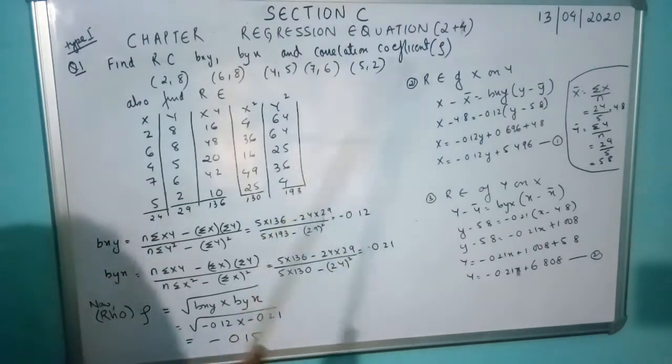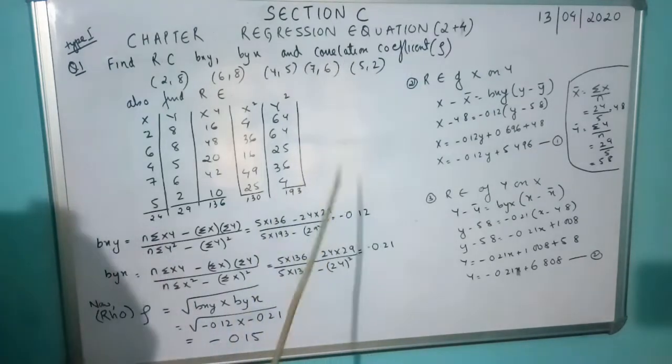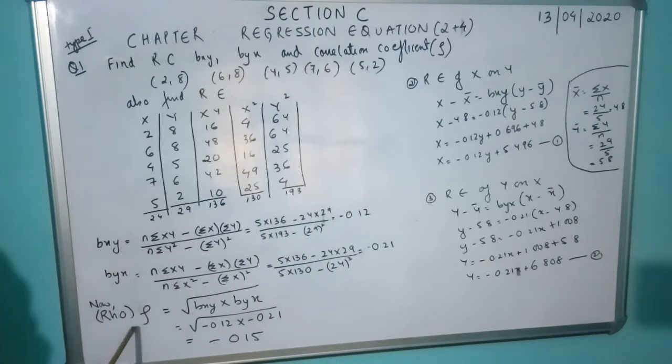Okay, now the next thing you need to find out is the correlation coefficient. So there's a relation between the regression coefficient and the correlation coefficient. We call it rho also. This is the notation. Sometimes some people use r also, doesn't matter. So rho equal to under root bxy into byx. So what is bxy? Minus 0.12, and what is byx? Minus 0.21. So you get 0.15.